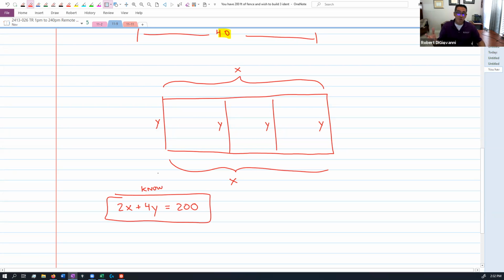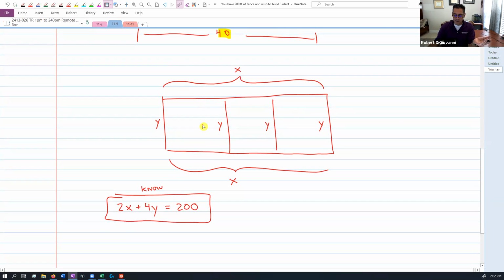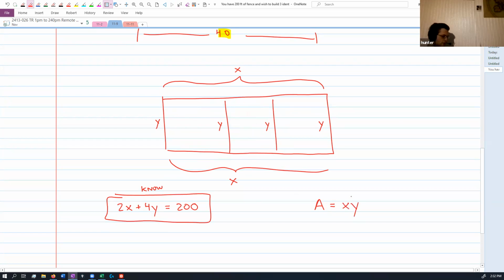Now, what is it that I'm trying to find the most of? It says in the problem, what dimensions will give you the maximum area, right? I want to know the maximum area. Okay, so do we know the area of the figure I just drew here? X times Y. XY, right? Just take this X, multiply that times that Y. Y'all with me?